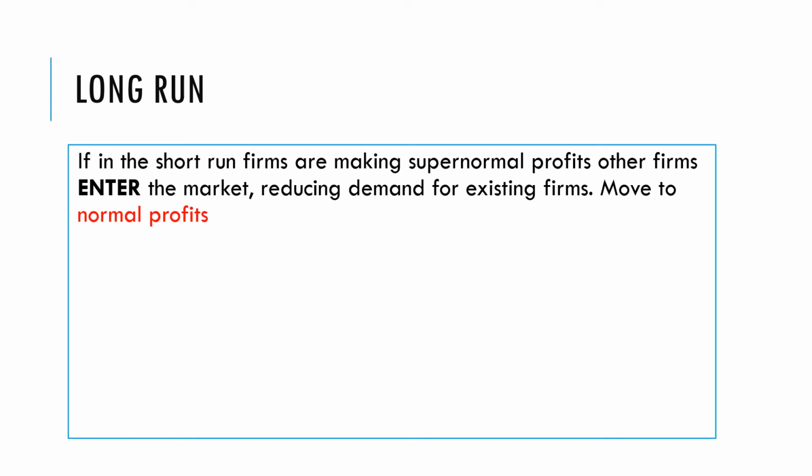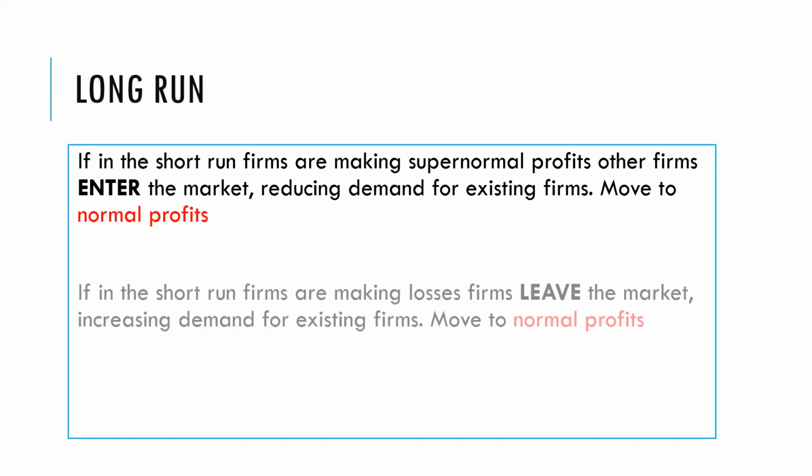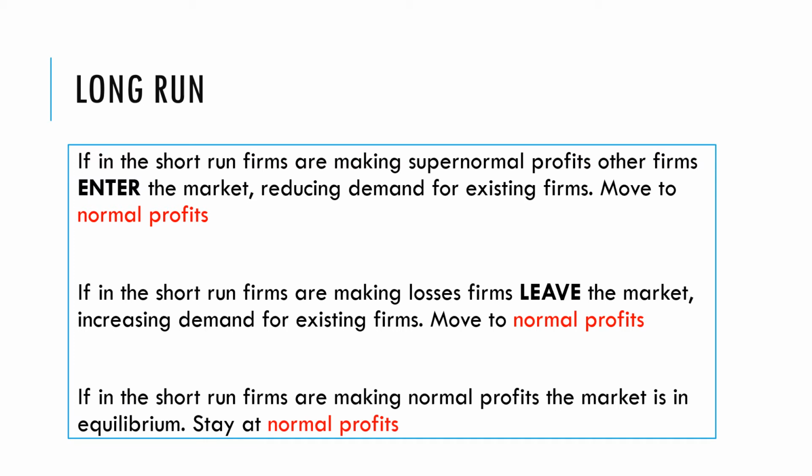So a quick summary: in the short run, firms are making supernormal profits. Other firms will enter the market, reducing demand for existing firms and moving the firm towards normal profits. The opposite is also true. In the short run, if firms are making losses, firms will leave the market, which will be a reduction in supply, increasing the market price, and more demand for existing firms. So it would move them towards normal profits. Of course, in the short run, if they're making normal profits, then we'll just stay at normal profits.